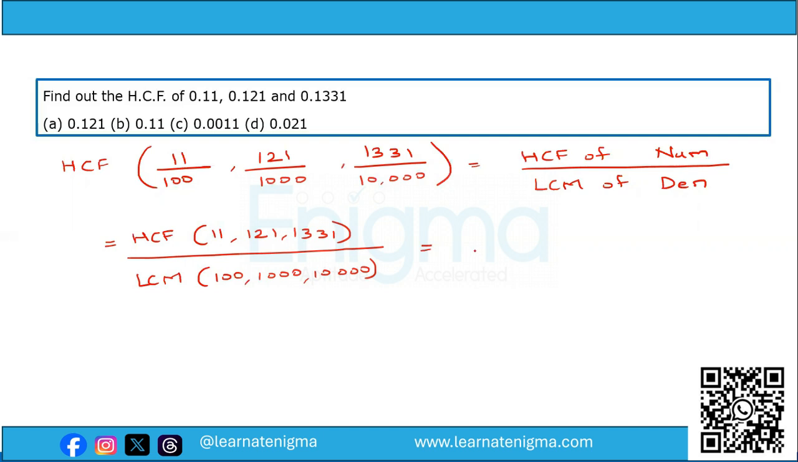So we can find this out easily as well because the numerator numbers are powers of 11. So the highest common factor will be 11 and the LCM of denominators will be 10,000. So therefore, the final answer, HCF of the given decimal numbers, will be 11 upon 10,000, that is 0.0011. That is option C.